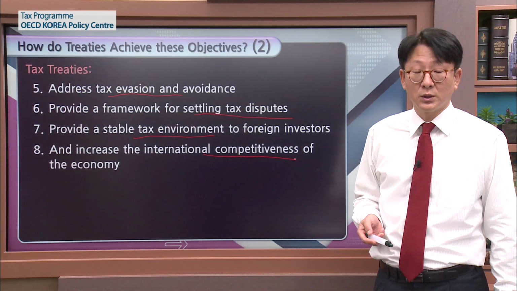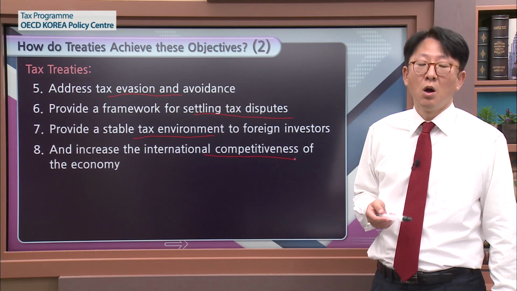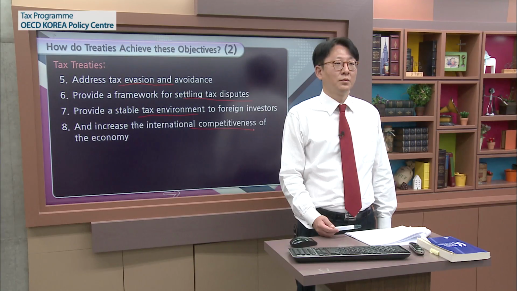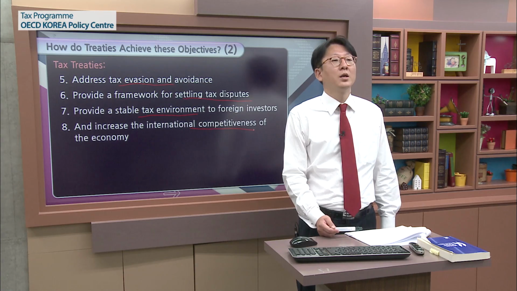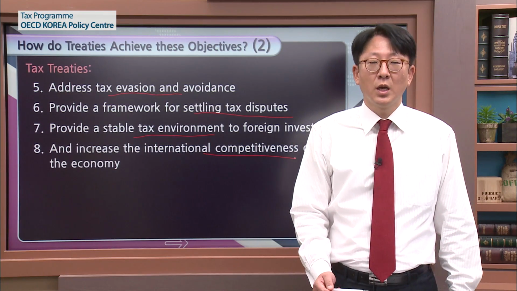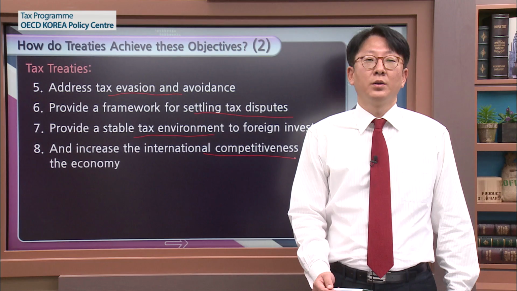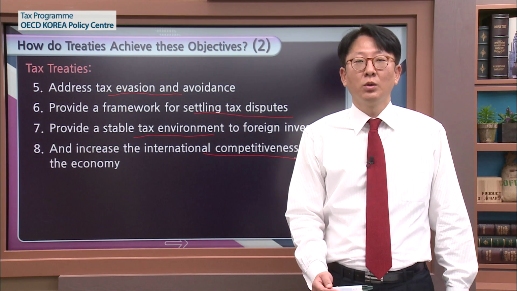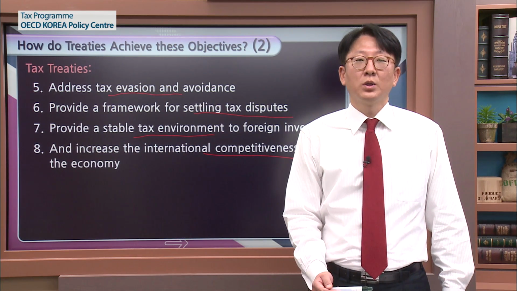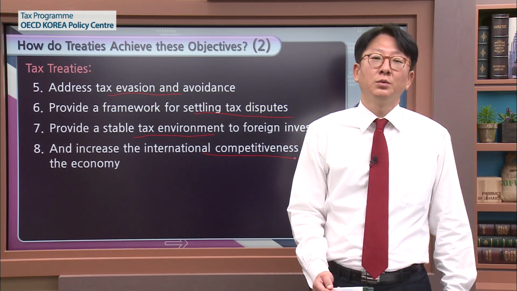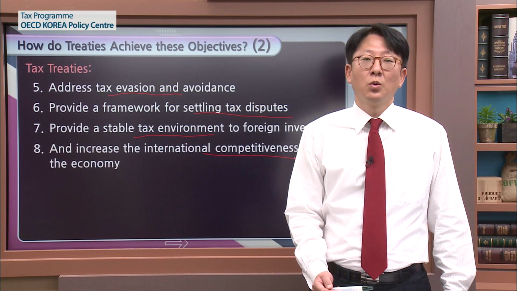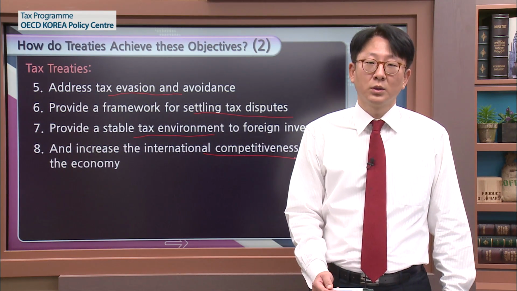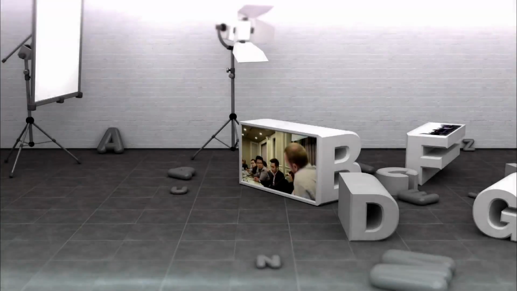Well, this is the first session. I explained to you all about the objectives and the problem of double taxation. I explained about the objectives of the tax treaty and the overall view of the tax treaty. So next session, I'll explain about all the articles of the model tax treaty. We'll see you at the second session of the model tax treaty.